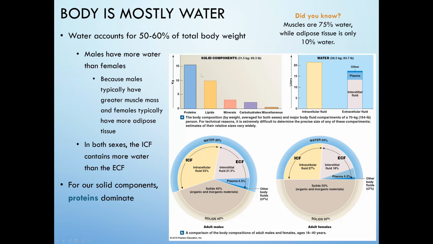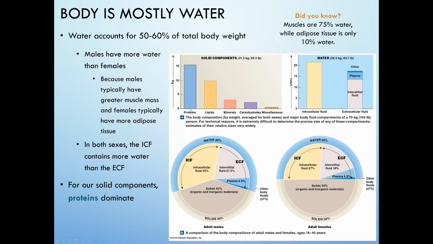And then if you look at the solid components that make up our bodies, proteins dominate. Again, that shouldn't be too surprising since proteins do all of the jobs in the cells. They are the workhorses of our cells. They make up the enzymes, structural proteins, and etc. So they make up the largest solid component of our bodies.